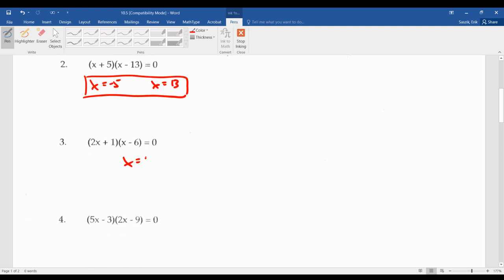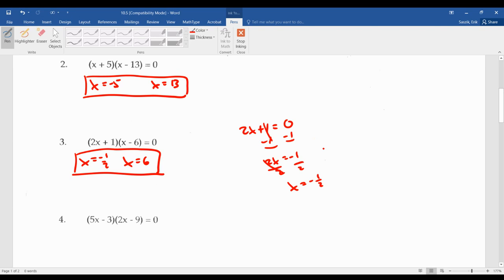Down here, x equals 6. That's easy. Now this one here might take a little bit of thought. But remember, we want that set of parentheses to equal 0. So move the 1 over, divide by 2, and you get x equals -1/2. That didn't take long to do over here on the right, did it?